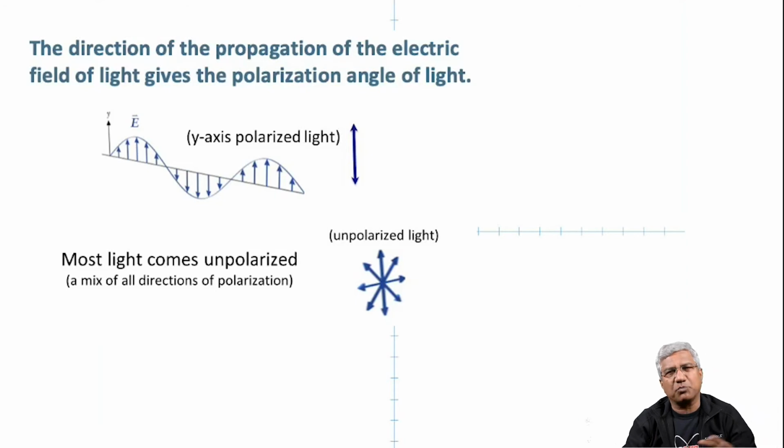Anyway, so polarization of light. Again, I'm talking about plane polarization, because there is circular, elliptical, and so on. Plane polarization means restricting the vibrations of the electric vector to one plane. That is what you mean by polarized light.